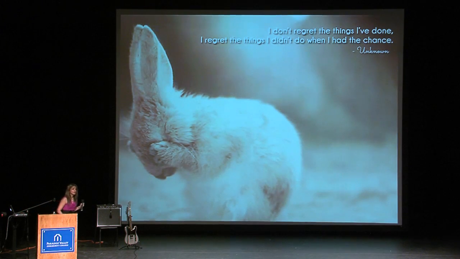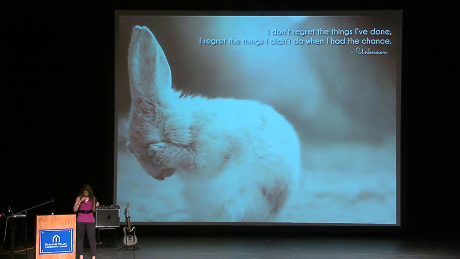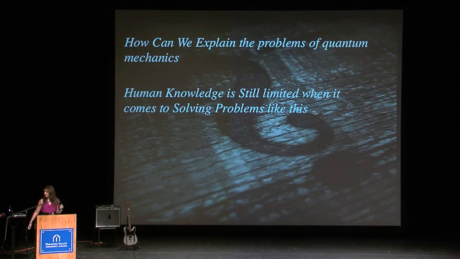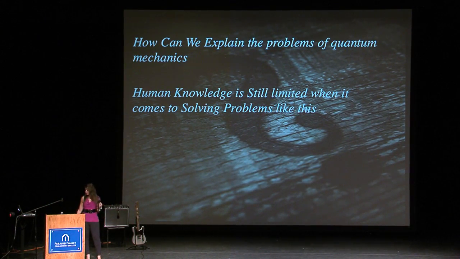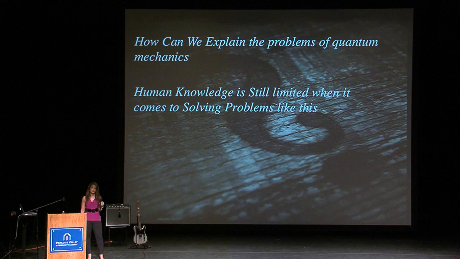So the many-worlds interpretation so far has given us the best explanation for the problem of quantum mechanics, but it hasn't been proven yet. So how can we explain the problems of quantum mechanics if we don't really have any explanation for it? And how can we accept the many-worlds interpretation without completely proving it? This is something you should think about, and I just think that human knowledge is still limited when it comes to solving problems like this.